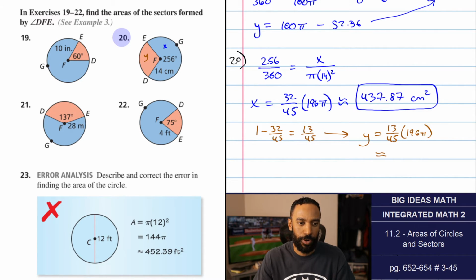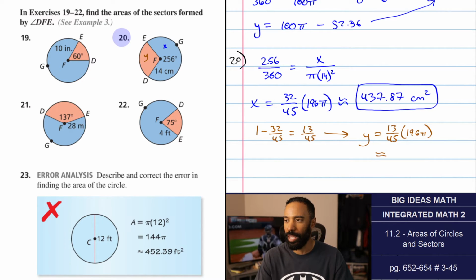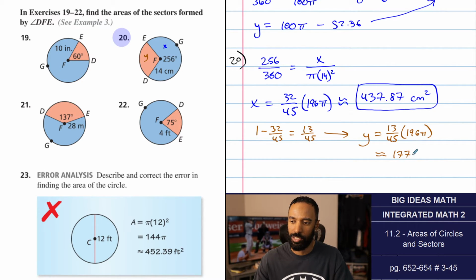So 13/45 times 196 pi. Okay, 177.883, so 177.88 square centimeters.